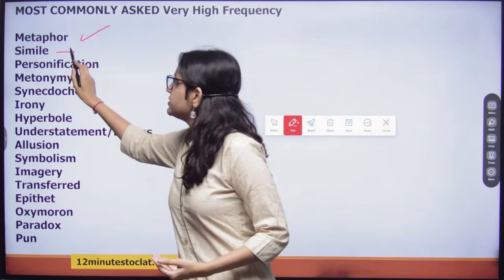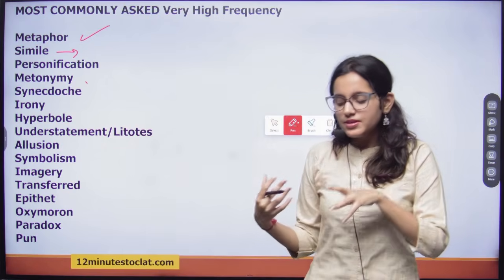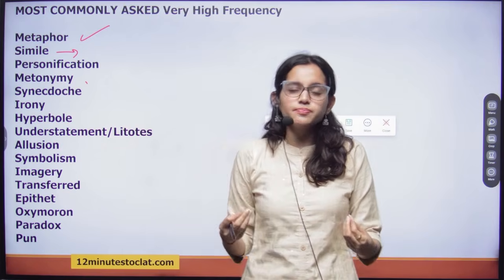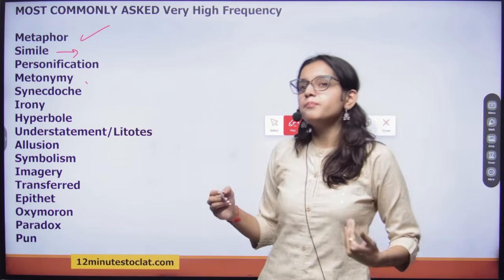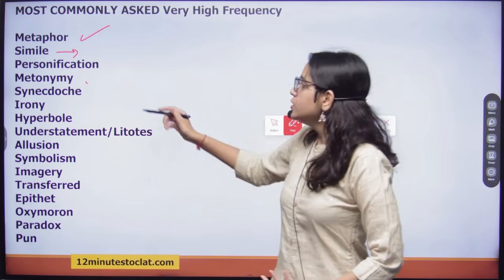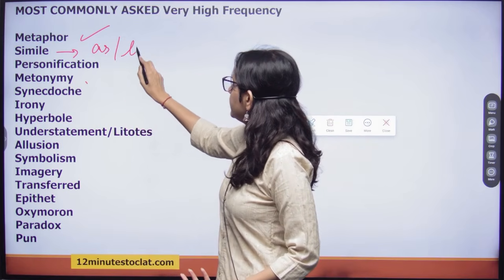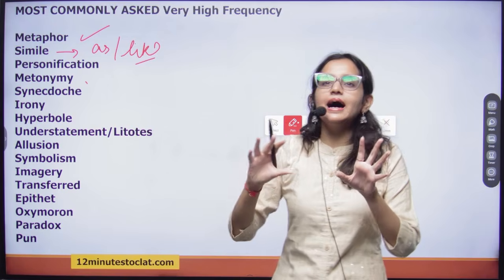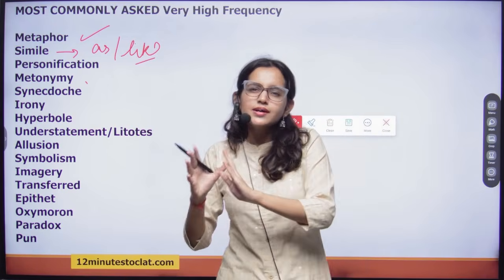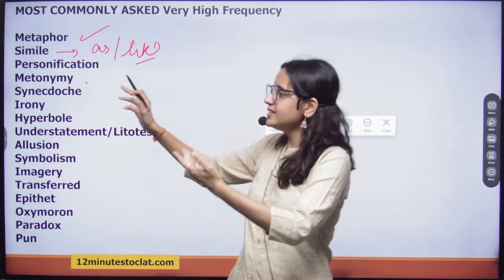After that, you have simile. What is simile? Here we are comparing two things, but we do not compare them directly. Rather, we use words as and like. We are drawing similarities, right? We are drawing the similarity. So you can remember similarity, simile.